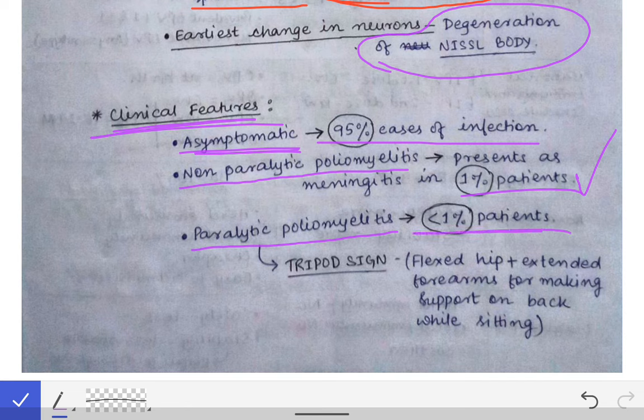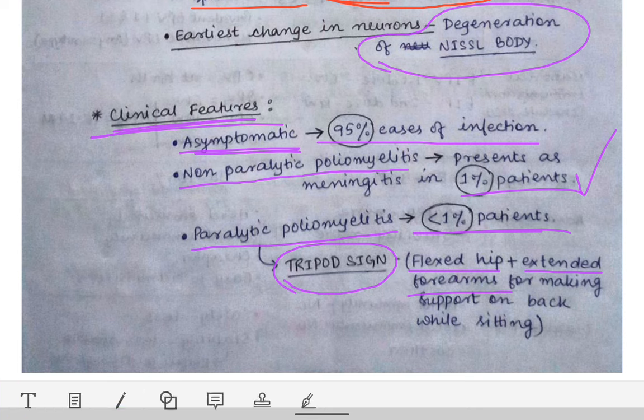So in less than 1% of the patients there is paralytic poliomyelitis manifestation, and that can be detected with the classical tripod sign. What is that classical tripod sign? In the tripod sign, in the sitting posture, there will be flexed hip and extended forearms supporting backwards, leading to formation of a tripod like structure. So this flexed hip and both extended forearms will make a tripod like structure. This is called the tripod sign.